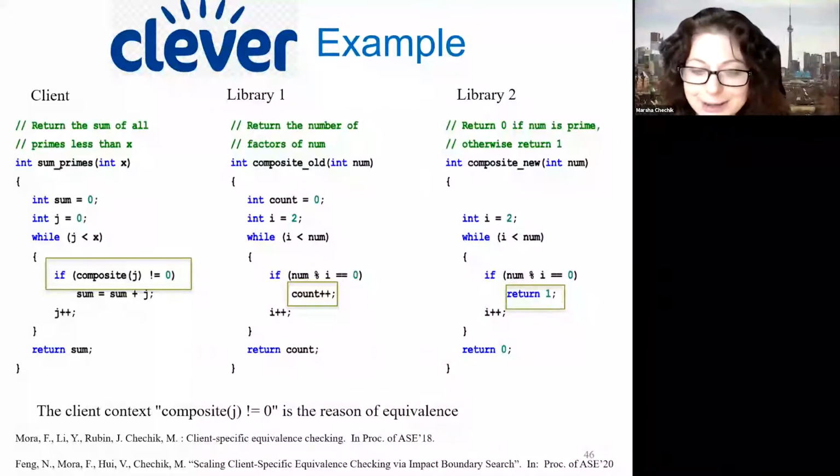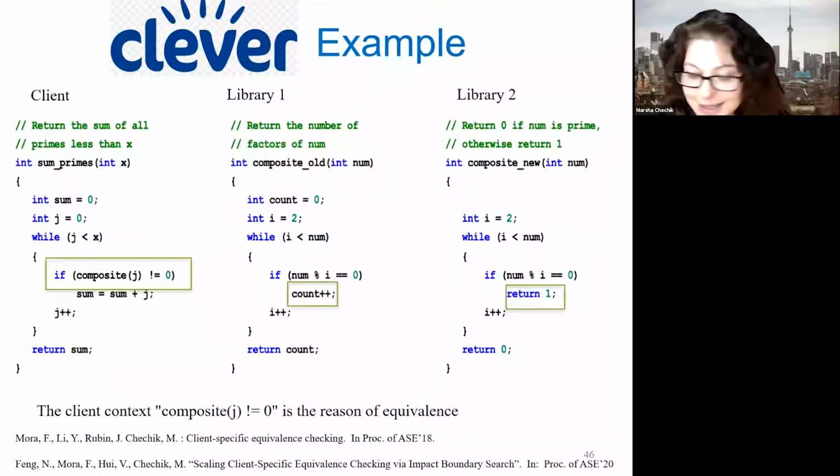Now, here's a little toy example. I have the library composite. So this is version 1 and version 2, and they're completely different libraries. The difference is that in one of them, it returns count + 1, and in the other one, it returns 1. So these are not equivalent.